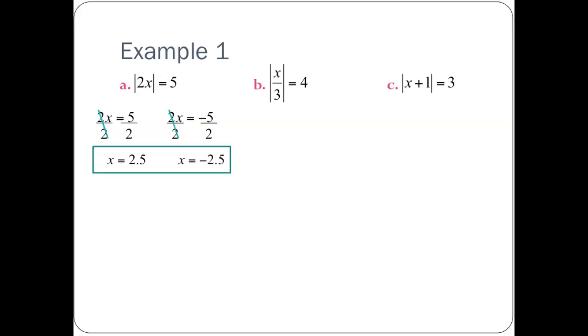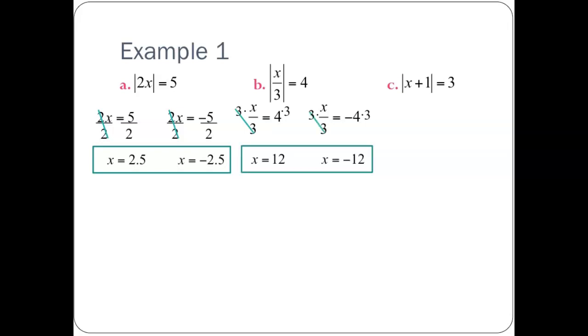All right, let's look at the next one. We have x over 3 inside the absolute value signs equals 4. And here we're going to write two equations. The first one is going to be x over 3 equals 4, and the second one, x over 3 equals negative 4. It's going to be the opposite on the right-hand side. Now we'll solve each equation by multiplying both sides by 3. So this ends up being x equals 12, and the second one will give us x equals negative 12.